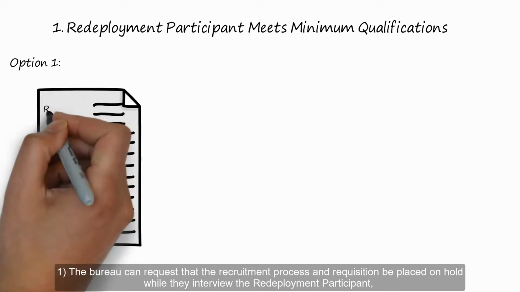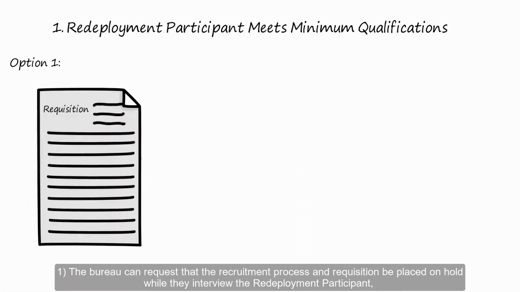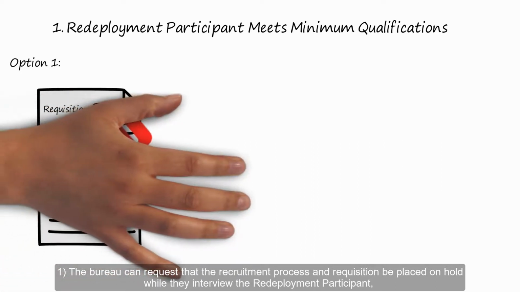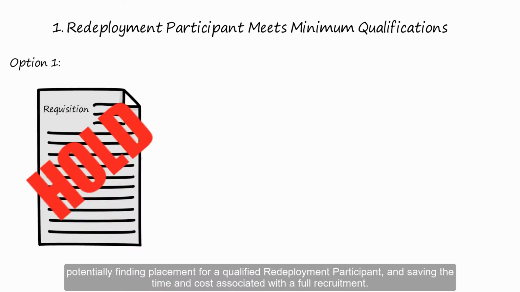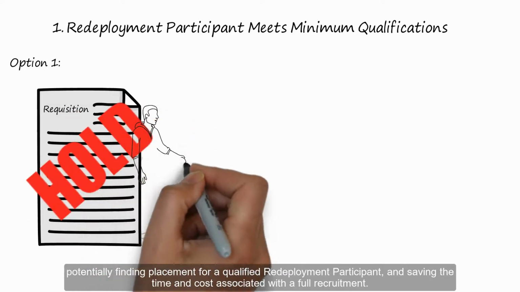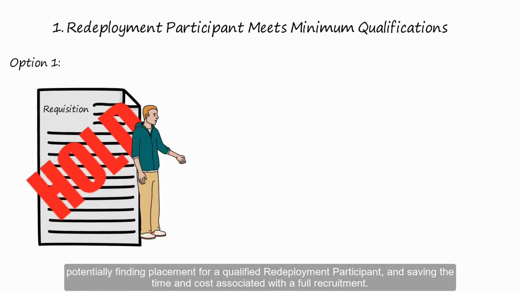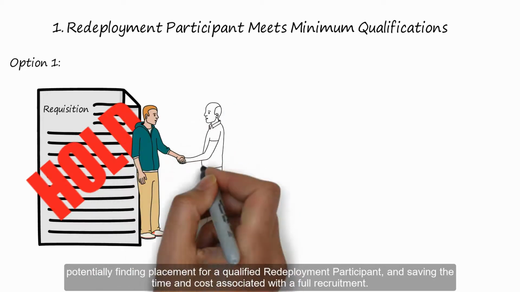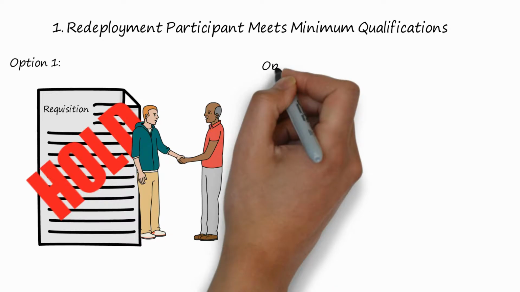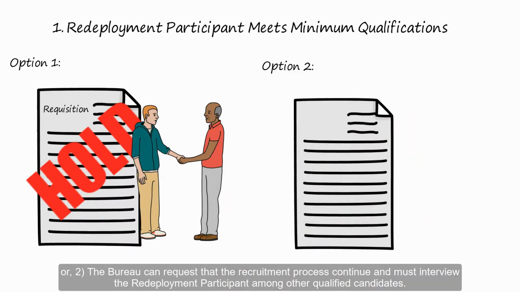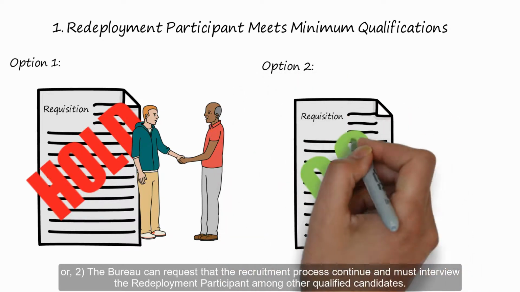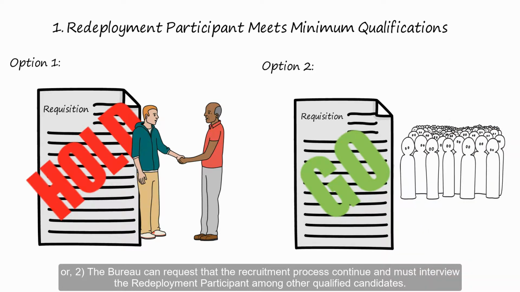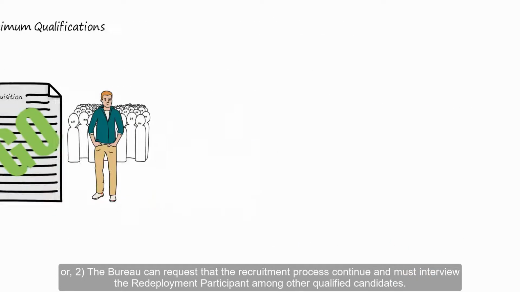One, the Bureau can request that the recruitment process and requisition be placed on hold while they interview the redeployment participant, potentially finding placement for a qualified redeployment participant and saving the time and costs associated with a full recruitment. Or, the Bureau can request the recruitment process continue and must interview the redeployment participant among other qualified candidates.